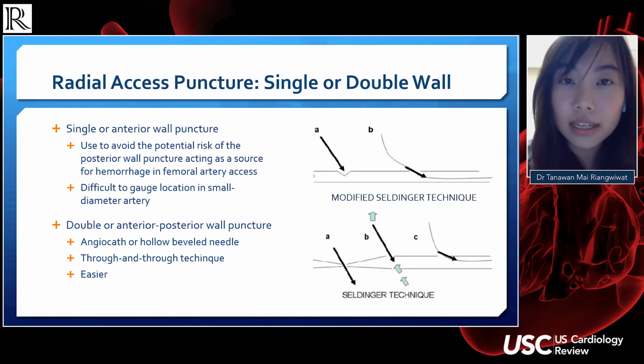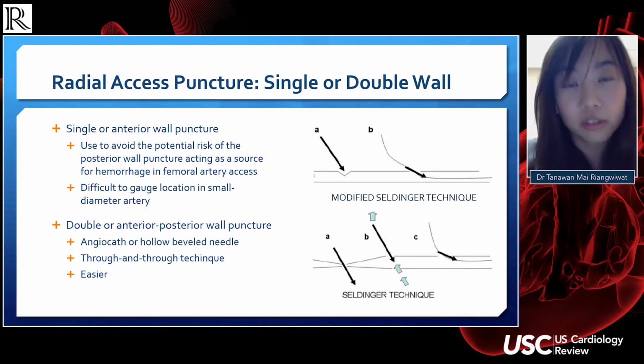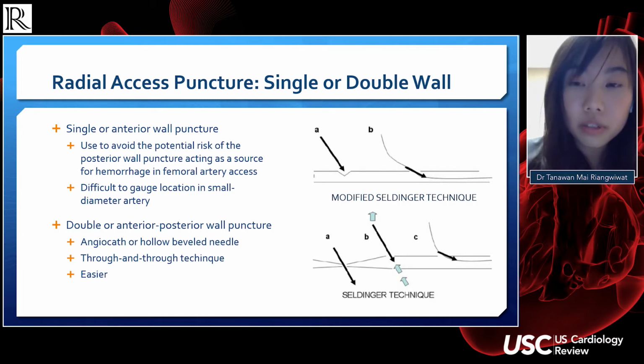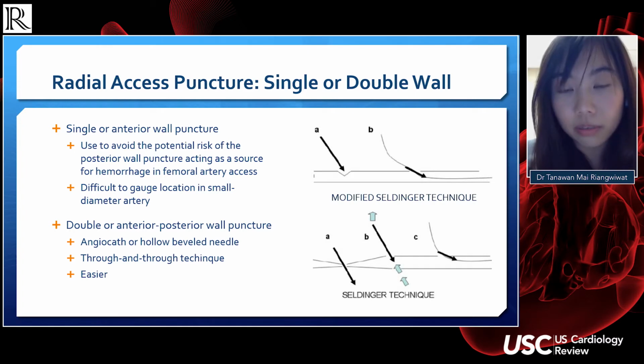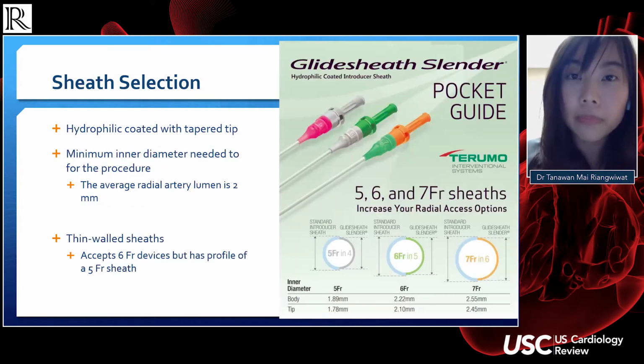However, this technique can be a little difficult for a small artery. Luckily for radialists, posterior wall puncture bleeding is not as much of a concern for a small artery like the radial artery. So for the radial artery, we can do the double wall puncture, which means going through and through, then pulling the needle back until you are back in the lumen before you thread the wire into the artery. This is easier for a small diameter artery.